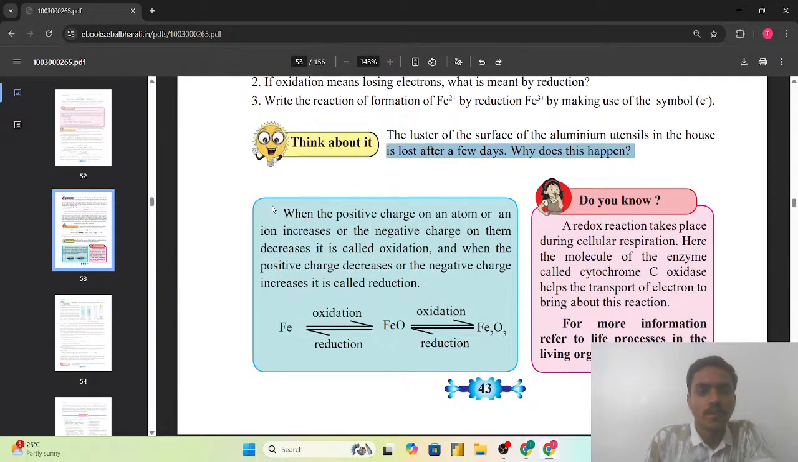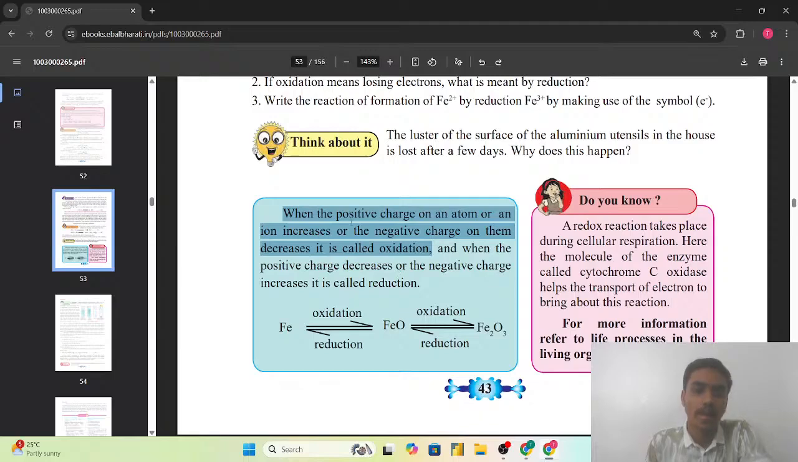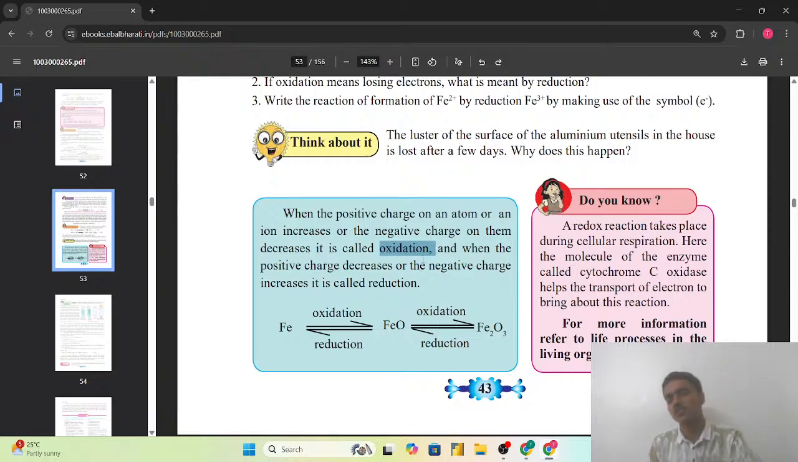So when the positive charge on an atom or ion increases or the negative charge on them decreases, it's called oxidation. क्या है मतलब कि पॉजिटिव चार्ज अगर किसी एटम का बढ़ रहा है और नेगेटिव चार्ज on that atom decreases, ऑक्सीडेशन रिएक्शन। Again one more definition regarding the oxidation, that if the positive charge on an atom increases or the negative charge decreases, oxidation reaction takes place.